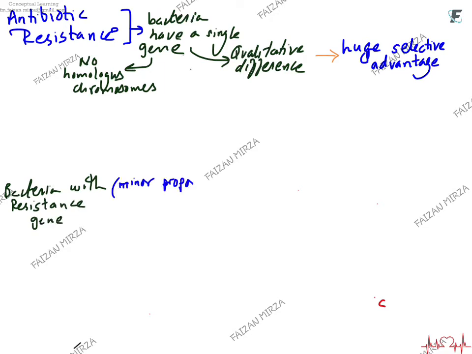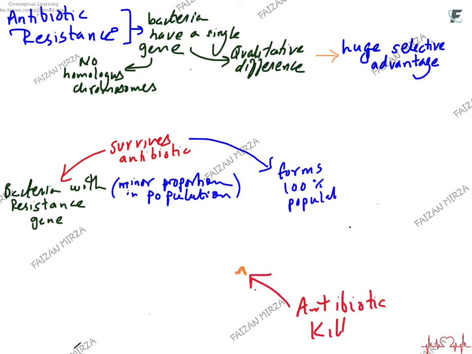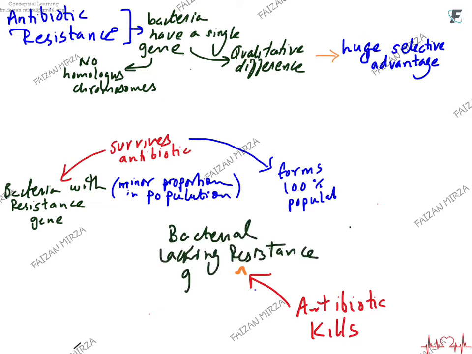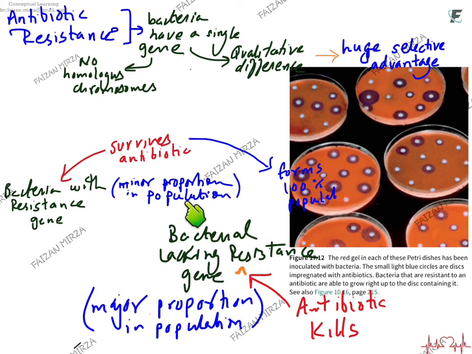For example, the bacteria with a resistance gene against any antibiotic will always be a minor part of the population. It would survive the antibiotic. It is not killed by an antibiotic. So if you are using an antibiotic, the antibiotic would kill all the bacteria that lack that resistance. The bacteria that lack the resistance, which form the majority of the population, get killed, whereas the minor population which had the resistance gene survives.